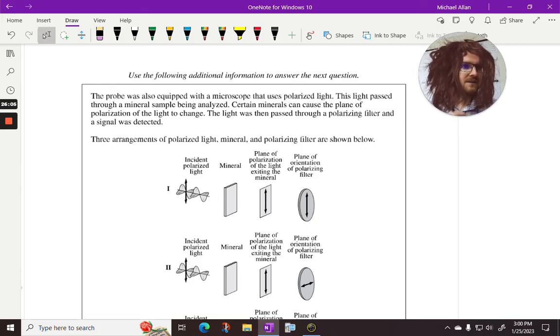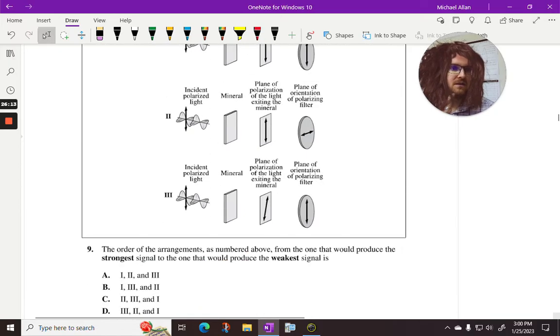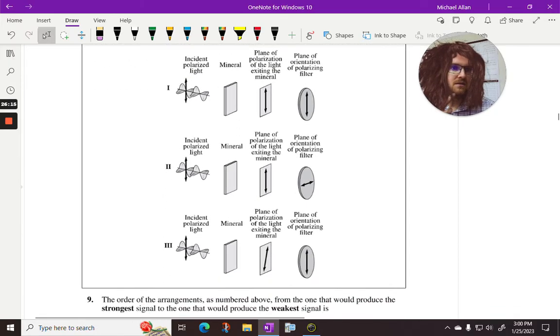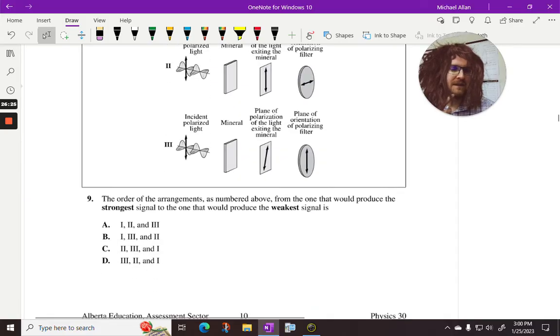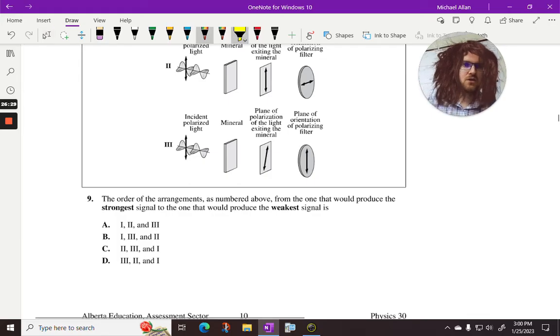The light was then passed through a polarized filter and the signal was detected. The three arrangements can be shown below. So we've got straight up and down, straight up and down, then one perpendicular to it, kind of off at a weird angle, and then this one's straight up and down. In order of the arrangement, that would produce the strongest to the weakest.